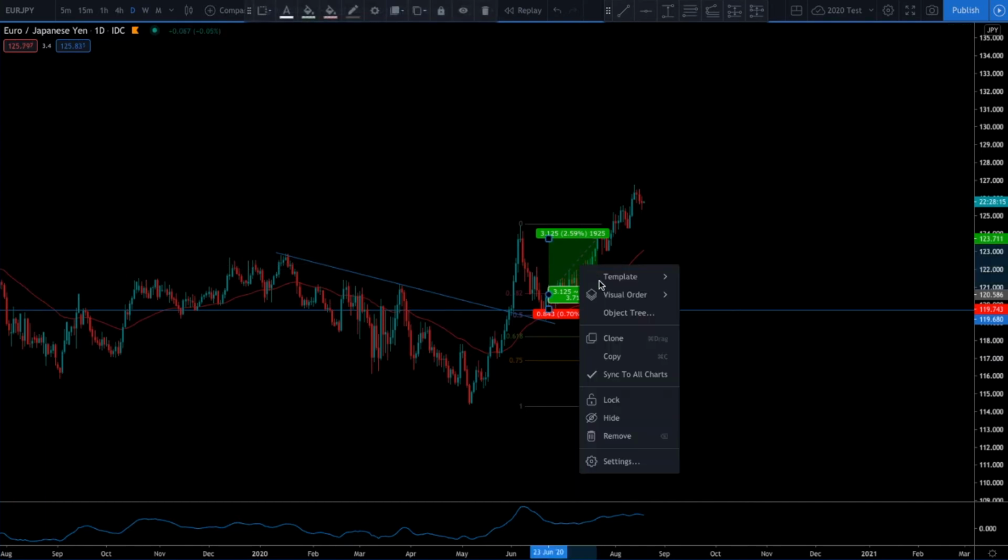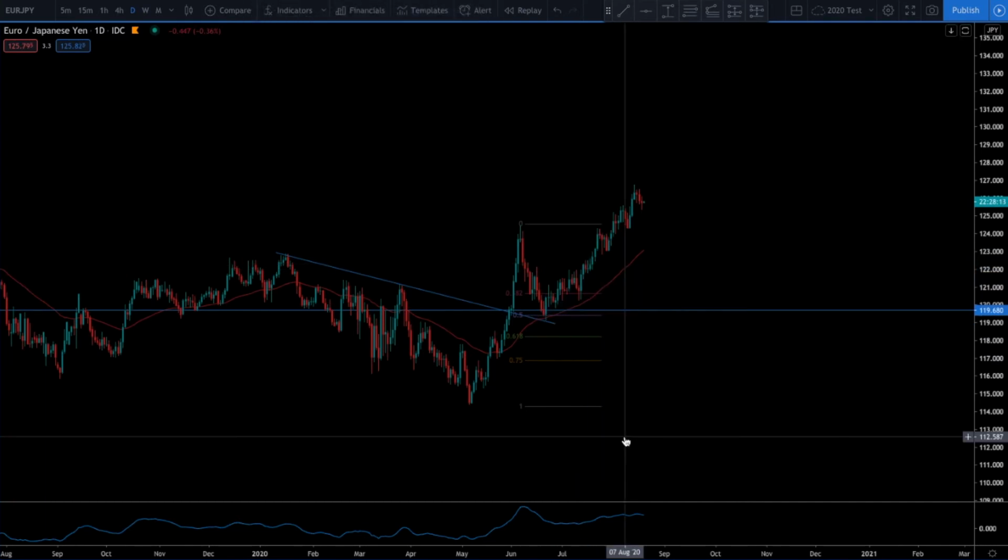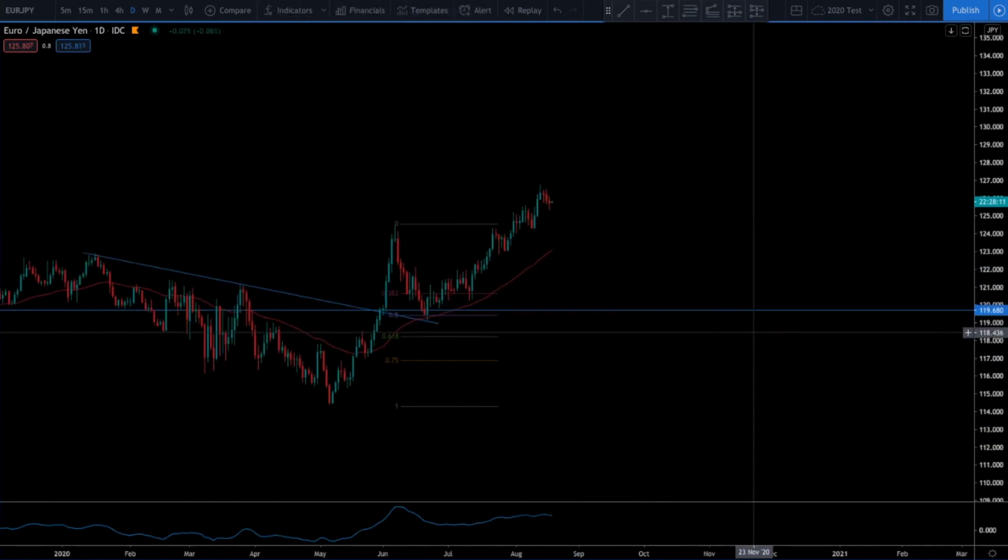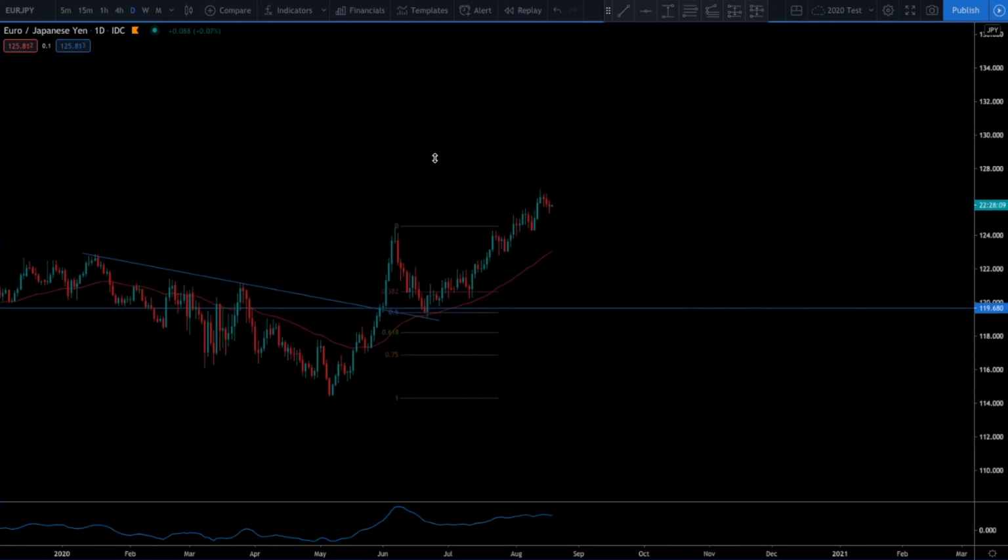I'm going to go ahead and remove my position just so you can see it a little better. You can see here's 0.382. It kind of stalled there and came and rejected the 0.5 pretty much perfectly, and then went on to form another higher high.